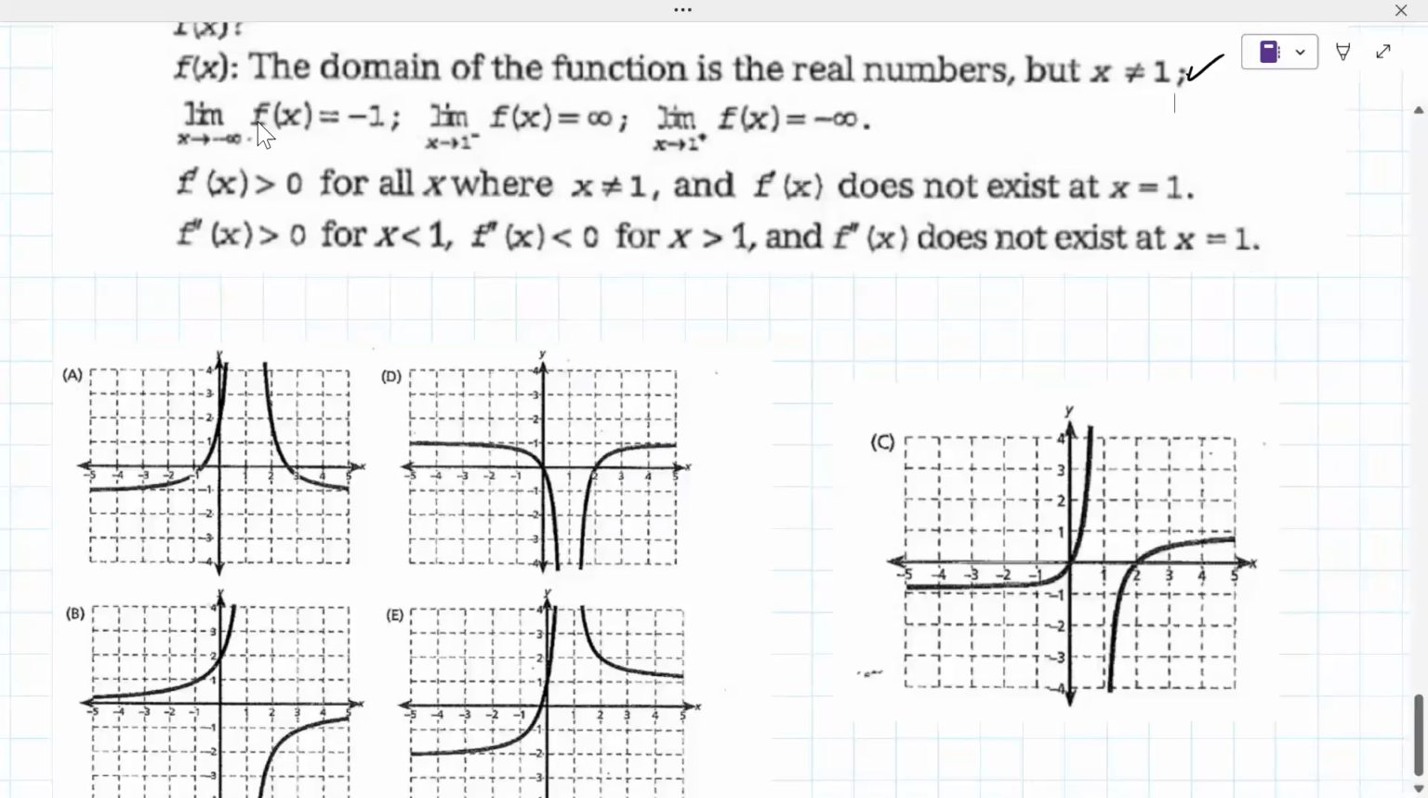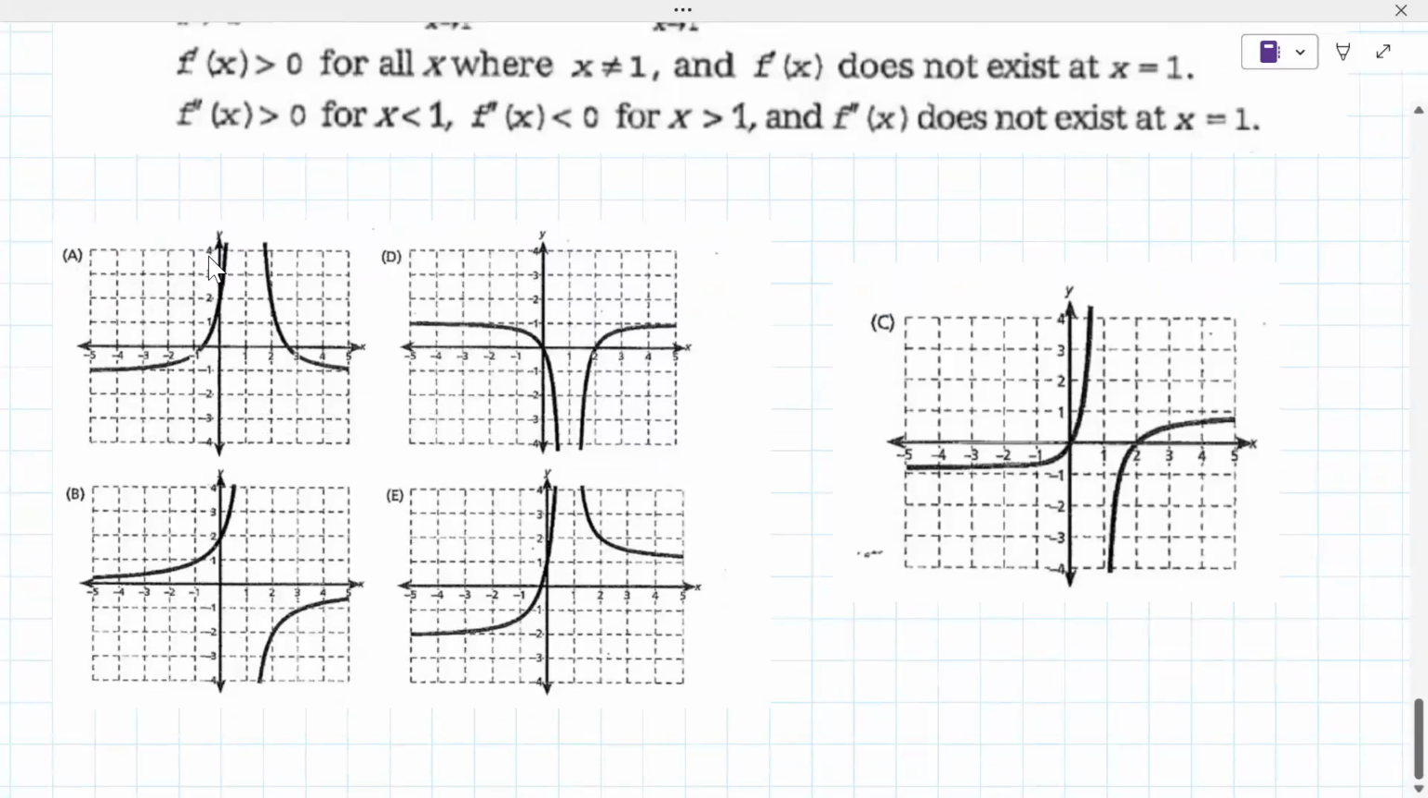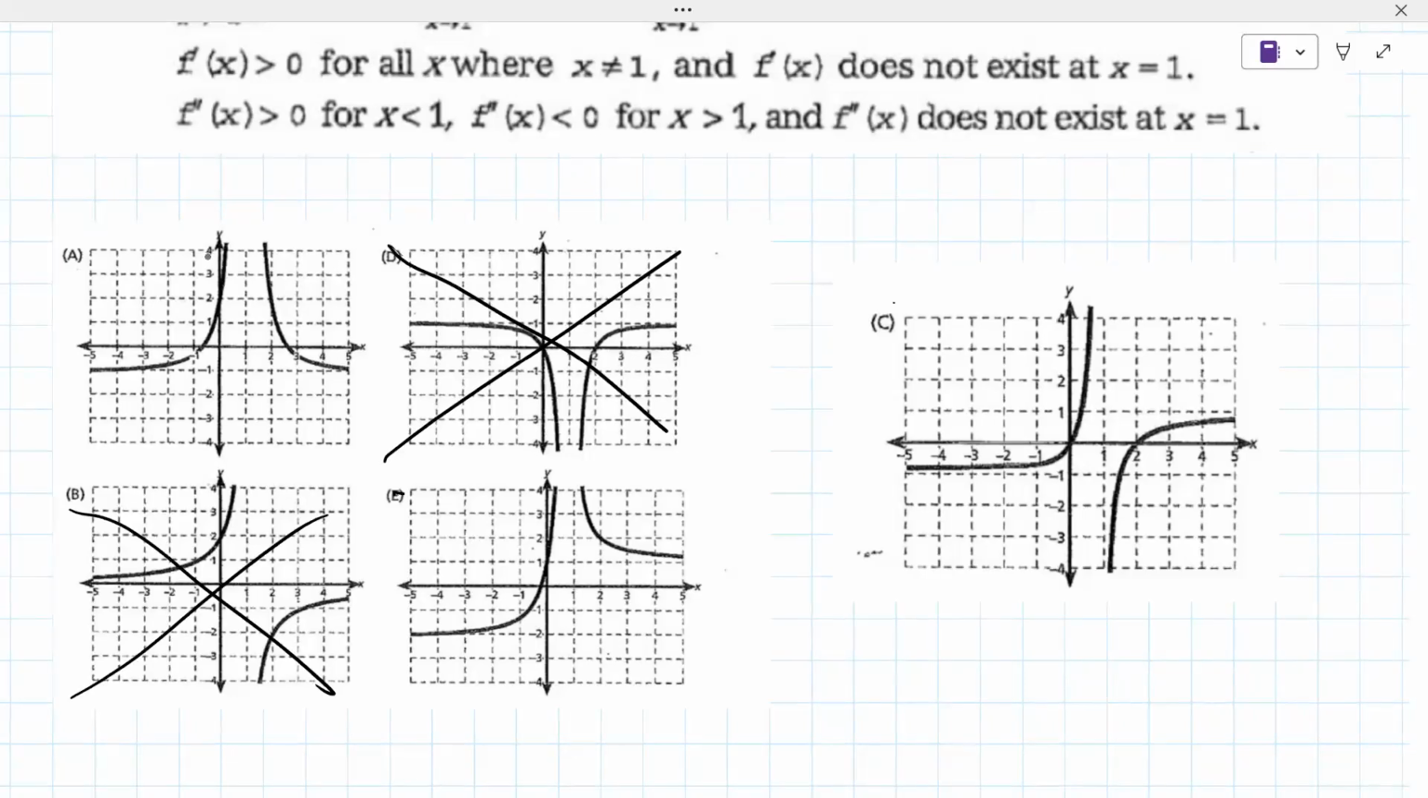Now, the next one says the limit as x goes to -infinity, so as you go to the left forever, is -1. Which of these graphs, when you go to the left forever, approach -1? C does. So we can get rid of a few of them. D is out, and actually B is out, and E is out.